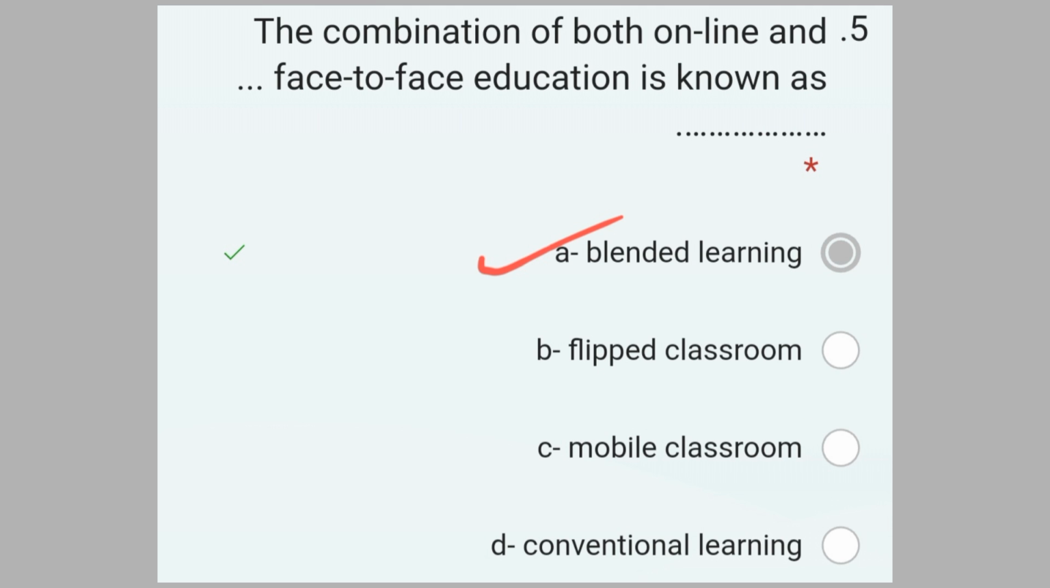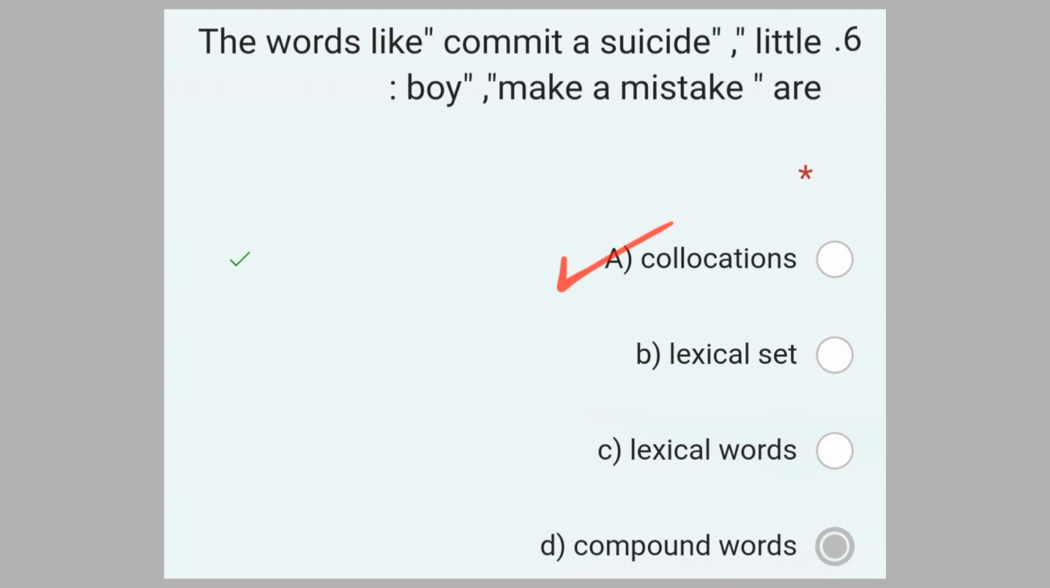5. The combination of both online and face-to-face education is known as A. Blended learning. B. Flipped classroom. C. Mobile classroom. D. Conventional learning. 6. The words like committed suicide, little boy, make a mistake are A. Collocations. B. Lexical set. C. Lexical words. D. Compound words.